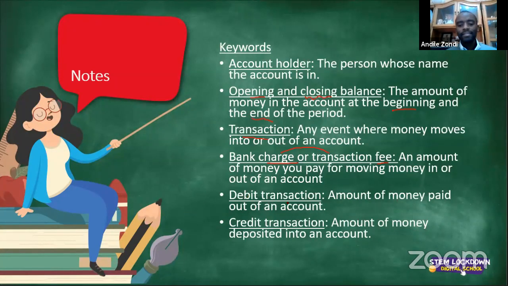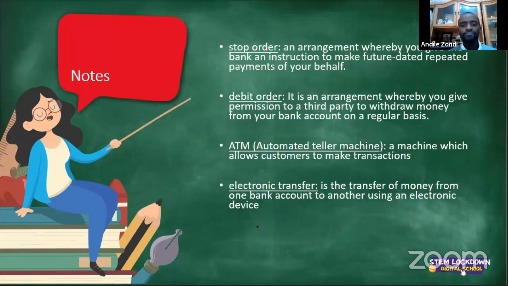A debit transaction: amount of money paid out of the account. So if the money moves out of the account, that should be a debit transaction. A credit transaction: amount of money deposited into the account. So if the money moves into the account, that will be a credit transaction.